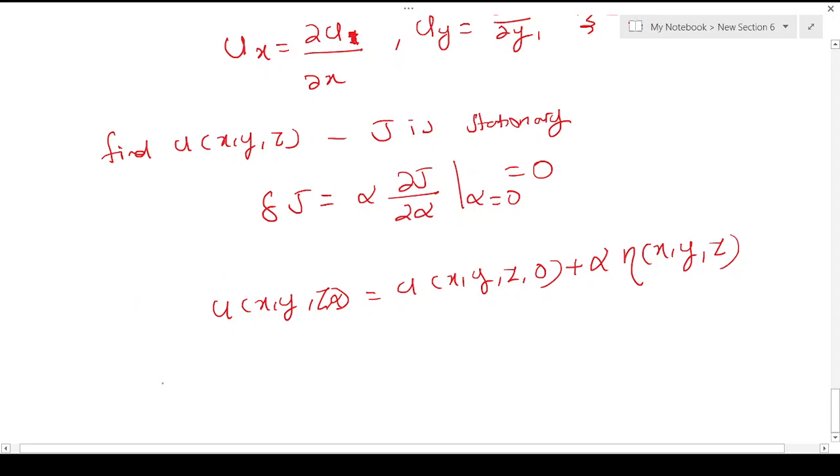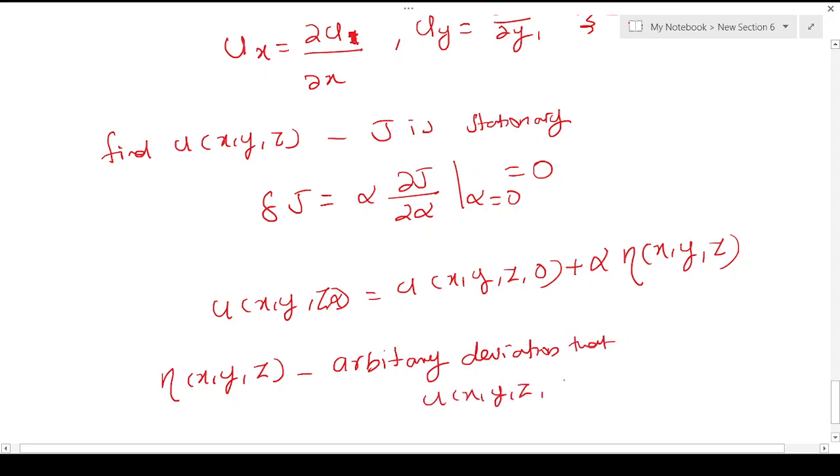And we know that eta of xyz is an arbitrary deviation or deformation in the path, which describes the function, for example u(x, y, z, alpha). This is how we obtain it when an arbitrary variation is there. Otherwise we simply represent the function with alpha equal to 0, that's why there is a 0 in the representation.